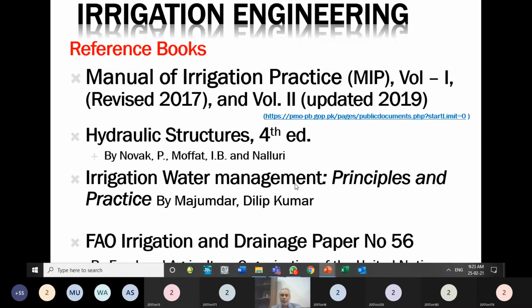In addition, here is some reference material which you might need for further studies or further knowledge. This book, Hydraulic Structures, is written by Novak and Moffat. We use this in MSc also. So those who intend to go to the MSc should get it now. Principles. So these are some other books. If you have the Garg and Iqbal Ali books, or either of them, that should be considered sufficient.